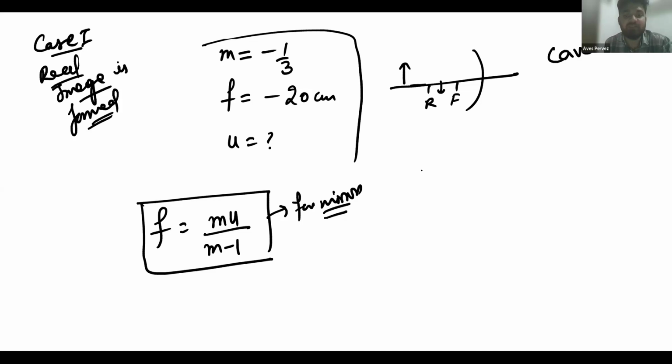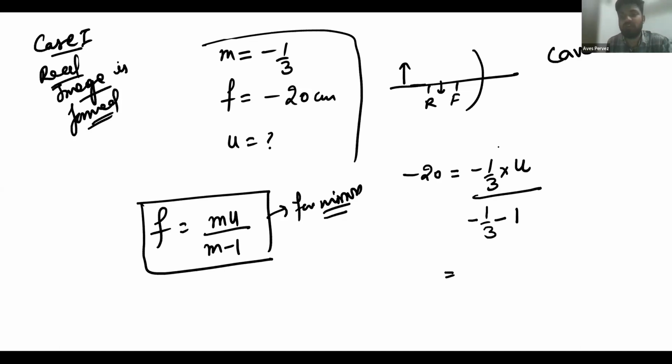So let's start solving this question. We have put this value minus 20 here. And you know the magnification is minus 1 by 3. You have to put here minus 1 by 3, and you need to calculate the value of u. Again, we have to put the value of m with sign minus 1 by 3. Okay, now what you will get?